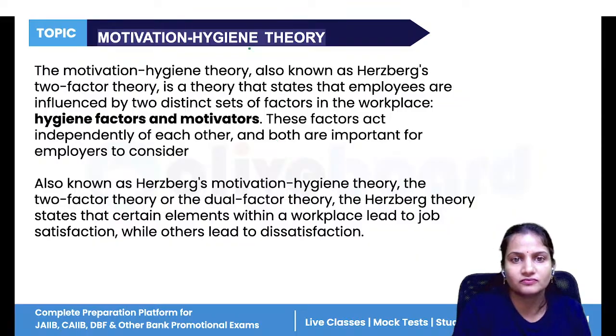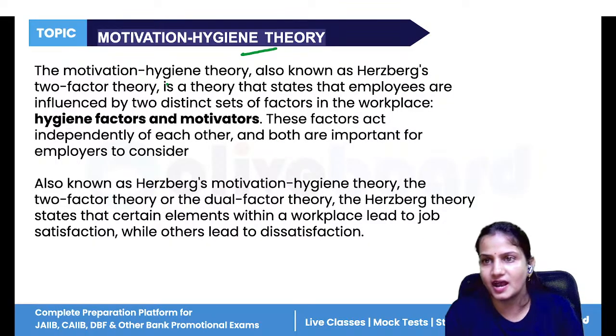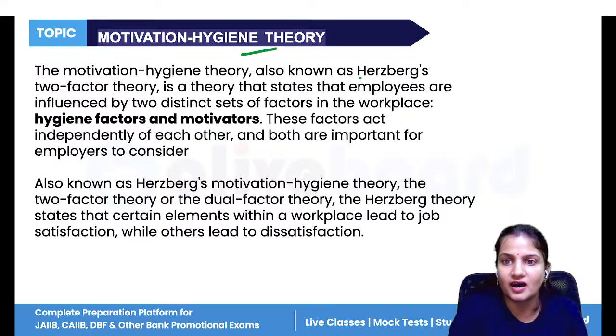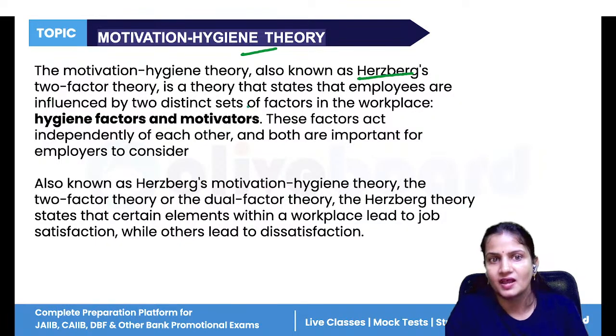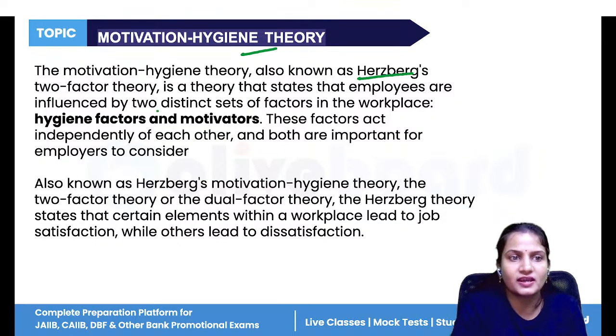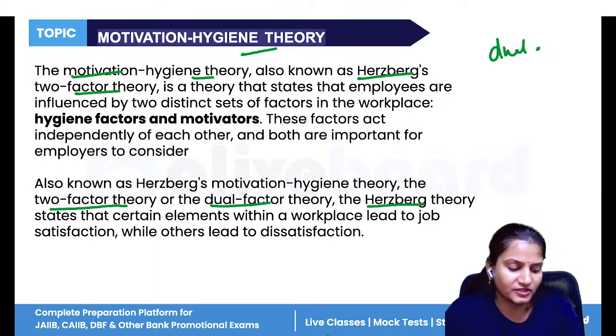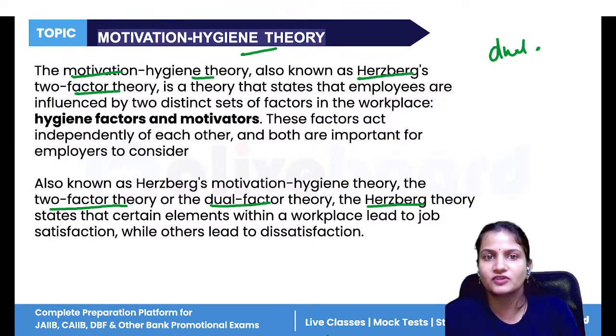Now, the second theory is the motivation and hygiene theory. Motivation and hygiene theory is given by whom? Remember, Herzberg has given this theory. The other names of this theory are motivation hygiene theory, two-factor theory. It is also called dual theory, dual factor theory, and the Herzberg theory. So these are the different names of the motivation and hygiene theory given by Herzberg.